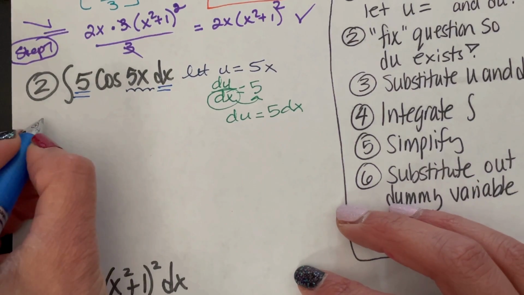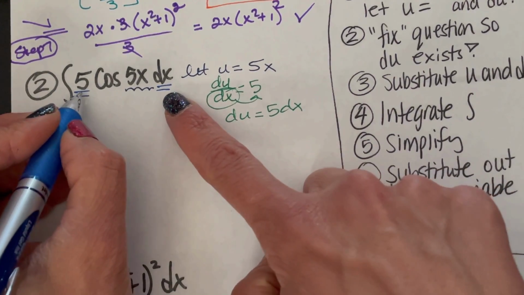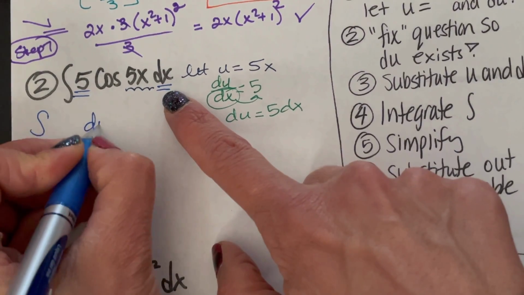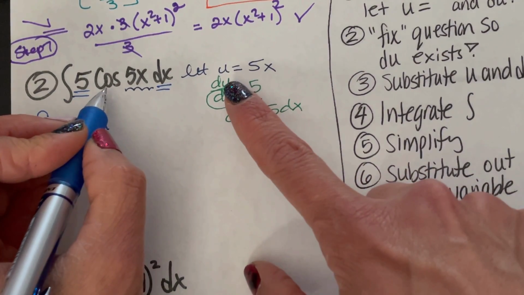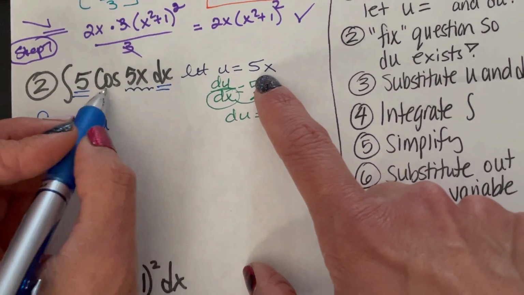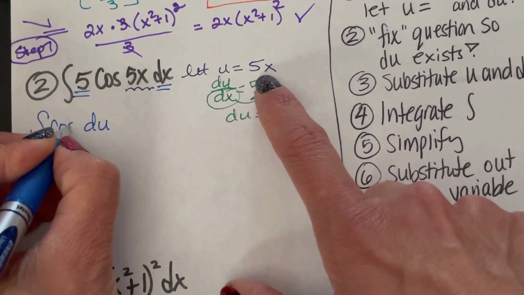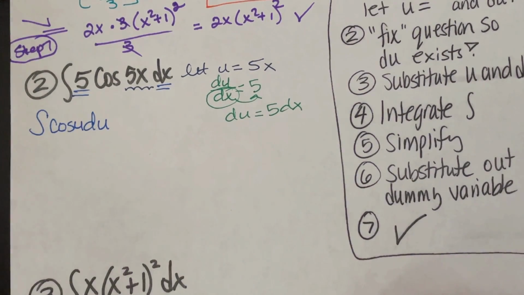So we have the integral of, we know the du is there, the 5 and the dx, so we know we've got the du. And then cosine, we're going to replace, or sorry, not the cosine, we're going to replace the 5x in the cosine with a u. So we write this as cosine of u du.